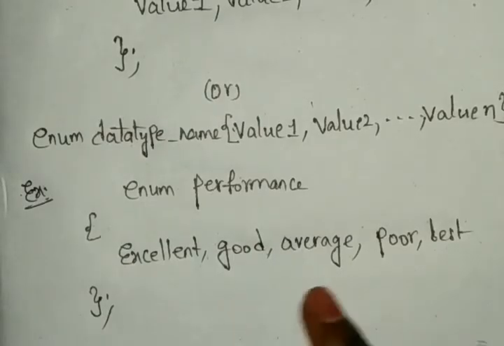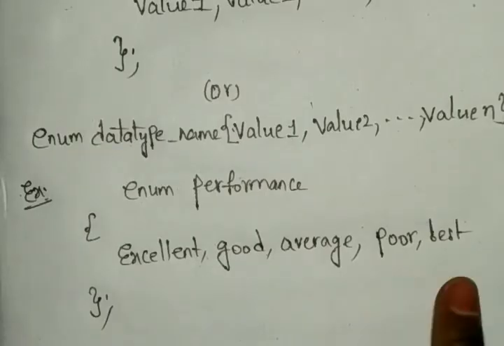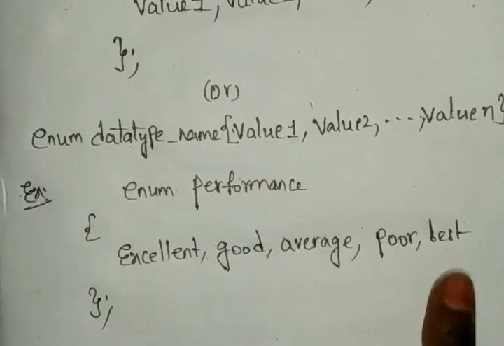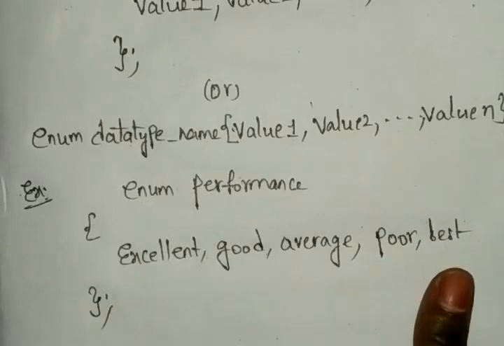If that person just got average marks, you can say average. And if the person has failed, you can say poor. And comparing to all the persons, if they got the best marks, you can say the best. Like that, your user defines their own data type. That is possible with our enumerated data type. So you can assign anything, that is possible.